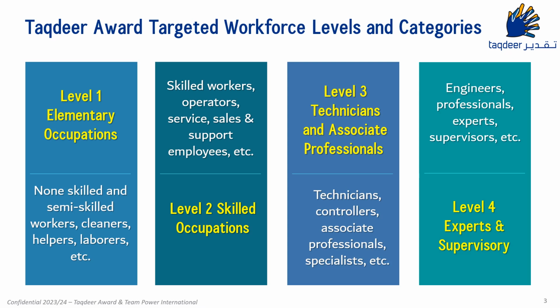Level 2, Skilled Occupations, includes skilled workers, operators, service, sales, and support employees, etc. Companies in courier services, manufacturing, retail, wholesale, and consumer goods sectors usually employ many Level 2 workers. Level 3, Technicians and Associate Professionals, includes technicians, controllers, associate professionals, specialists, etc. Companies in the energy and utility, natural resources, transportation, and logistics sectors typically employ many Level 3 workers.